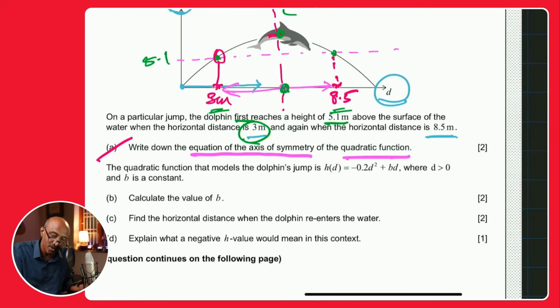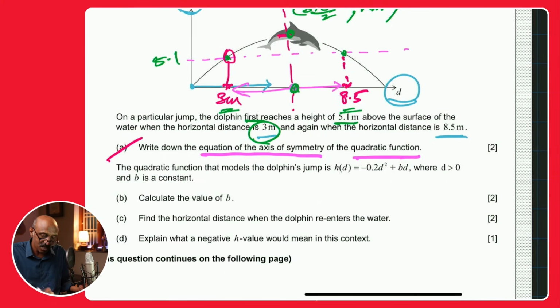How do you find that? The midpoint of 3 and 8.5, that's basically just 3 plus 8.5 over 2, and regardless of what the maximum height is, let me just write it as h, all right? That's going to be the vertex. So which means the axis of symmetry is simply d equals 3 plus 8.5 over 2. Let me just write it down here, the answer to a.